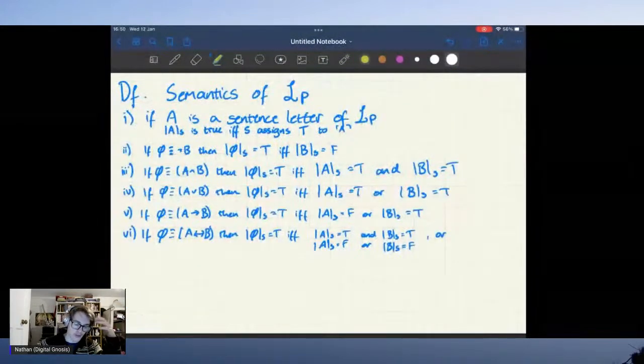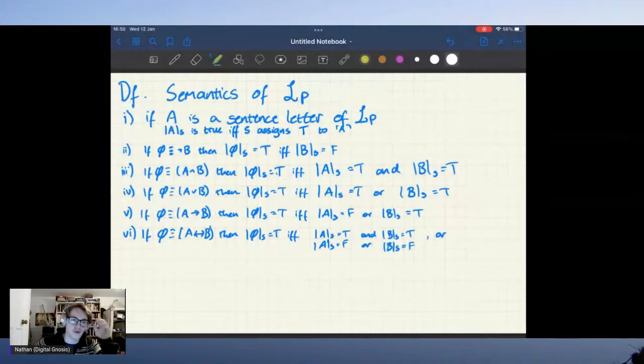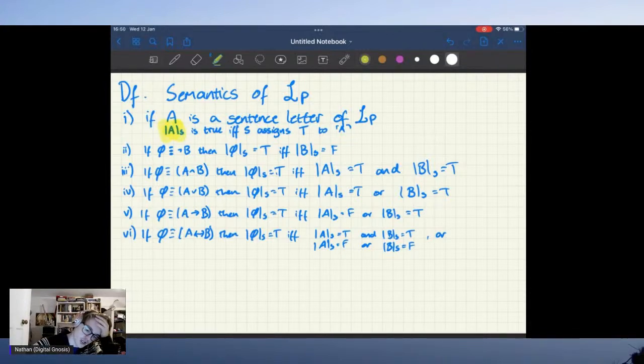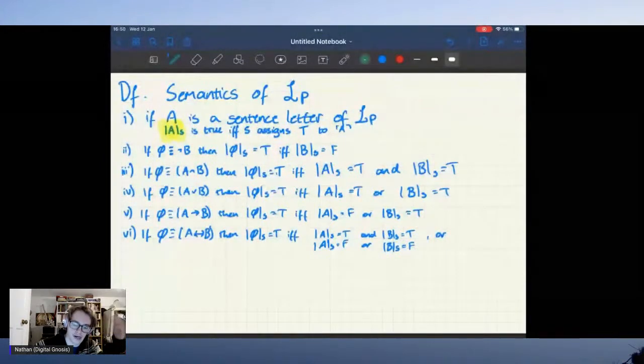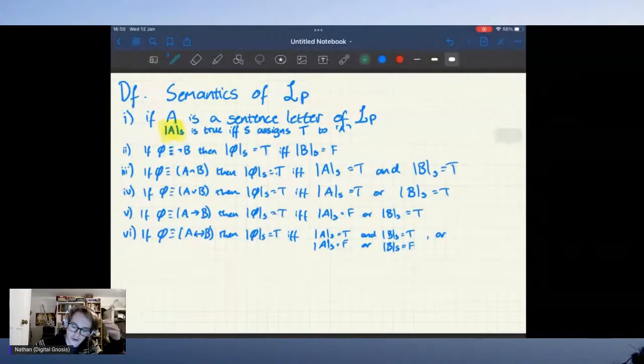Okay, so we're going to define now our semantics for our propositional language. Firstly, our first clause: if A is a sentence letter of our propositional language, then here's that notation again, where we talk about how our structure S assigns. Now, you might see this done differently, and it's not incorrect. And we will do the same when we talk about quantificational logic again. But for example, in Graham Priest's book, An Introduction to Logic, he talks about the interpretive function like this.